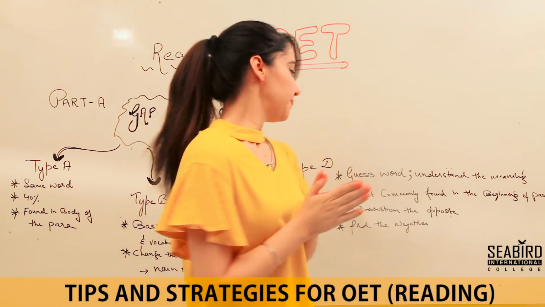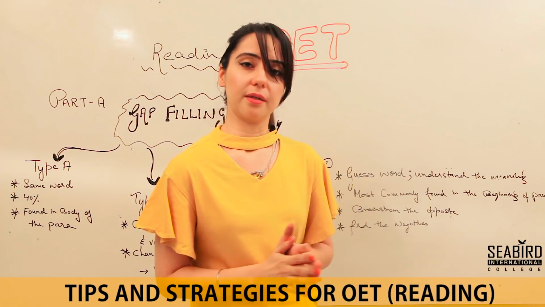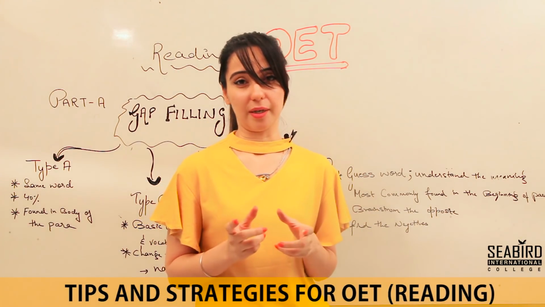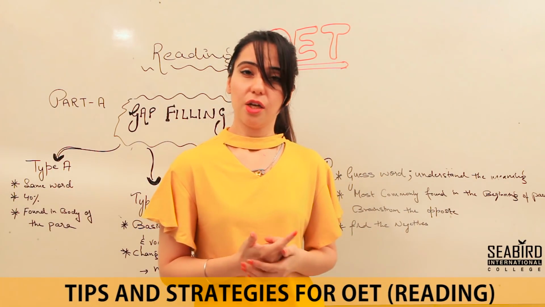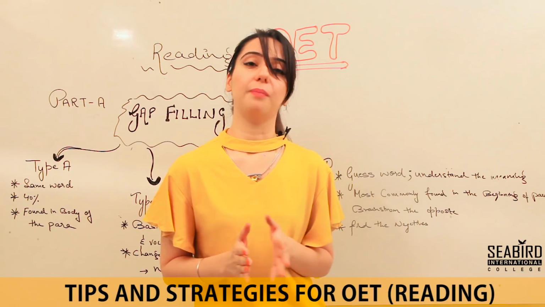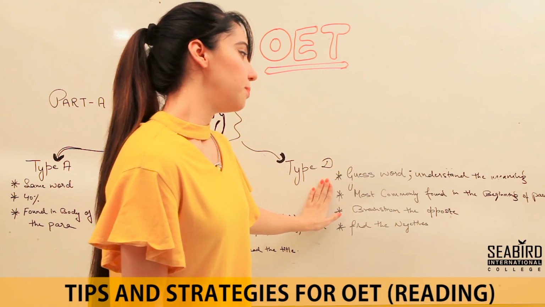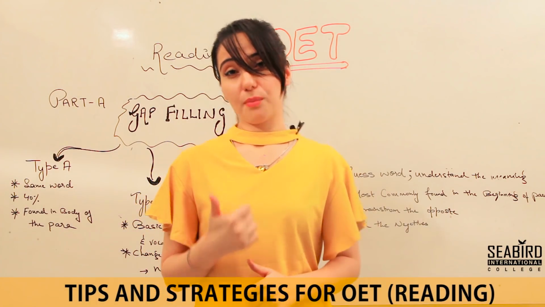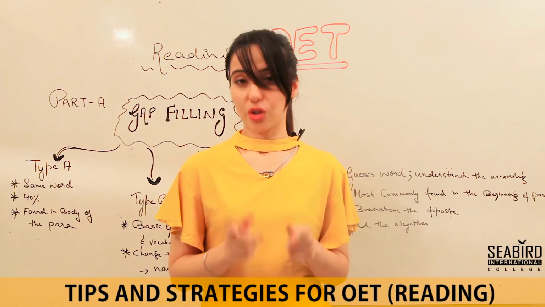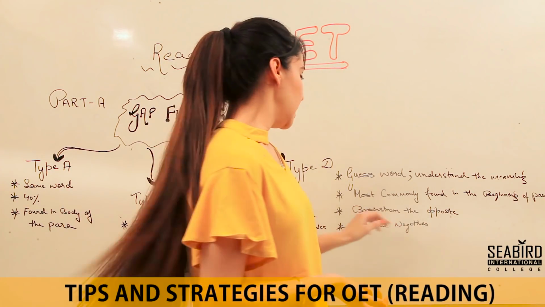Most importantly, we can discuss type D, which is the most difficult one. Why? Because it is a guess word. You literally have to guess the word, and for that, you have to understand the meaning of the paragraph. Type D is most commonly found in the beginning of the paragraph. When I say most commonly, this means not always, but you might find it sometimes.